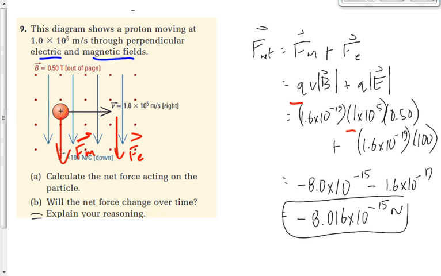So it speeds up. That's going to change the value of the electric force, which is going to change the value of the net force. But it's also because as it goes down like this, the magnetic force starts pointing in different directions. So not only is the value of the electric force changing, but the direction of the magnetic force is also changing. So both of those lead you to a net force that's going to be changing, right? So the one of you who guessed yes is right.